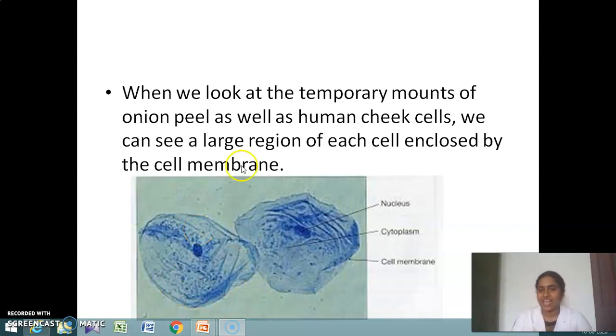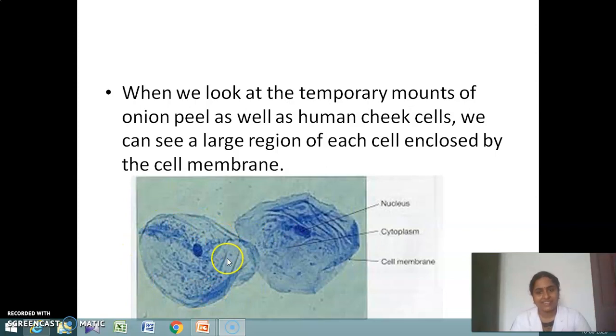I know you got a chance to observe onion peel cells through a microscope in your lower classes. This experiment, the demonstration of human cheek cells, comes in standard 9. Once we get a chance to go to school, I will show you this experiment. But keep it in mind, this is the microscopic view. You will get the same view in your microscope as in this diagram.